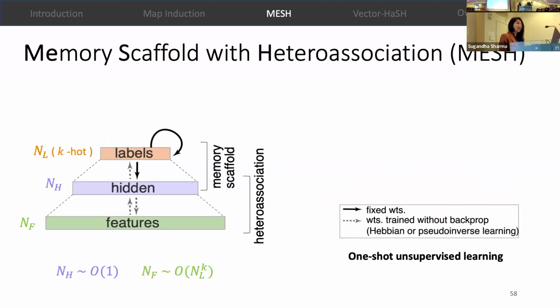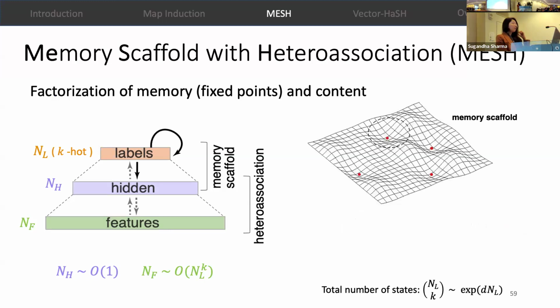So the model is called MESH, or memory scaffold with heteroassociation. It's a 3-layer recurrently connected network with some weights that are fixed and some weights that are learned through one-shot unsupervised Hebbian-type learning rules. And so the key behind MESH is that it factorizes the memory or the fixed points from the content that needs to be stored in the network.